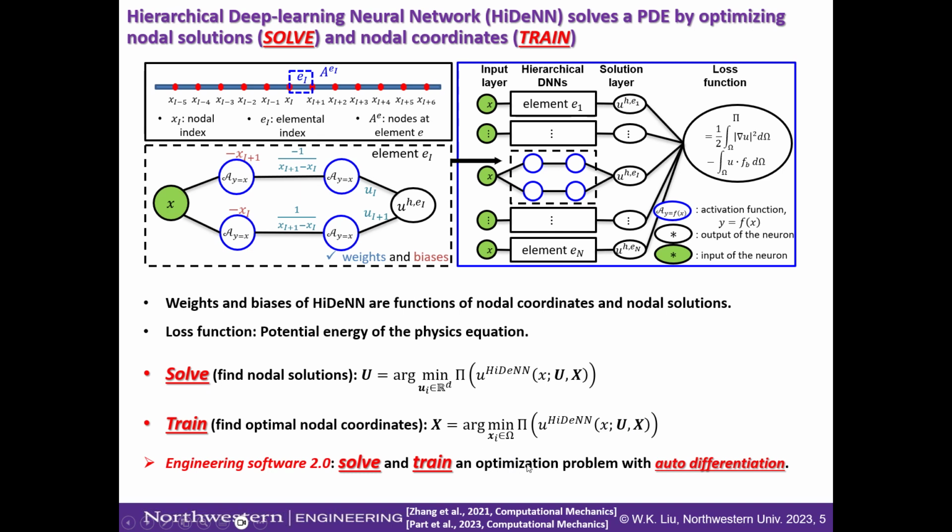So in this neural network structure, we can actually solve and train at the same time using an optimization problem with auto-differentiation. This is the key idea of our first paper, published in 2021, on the hierarchical deep learning neural network. We call it HiDeNN because it has a hierarchical structure.